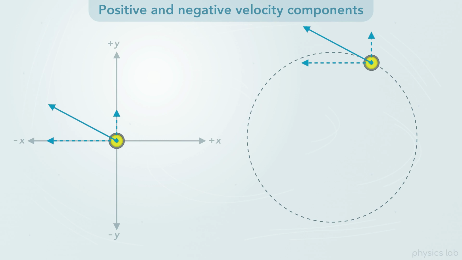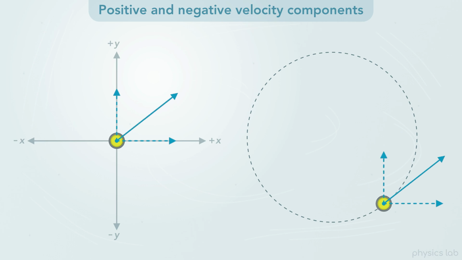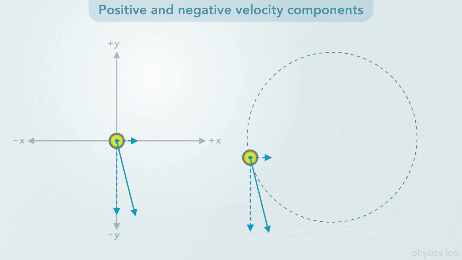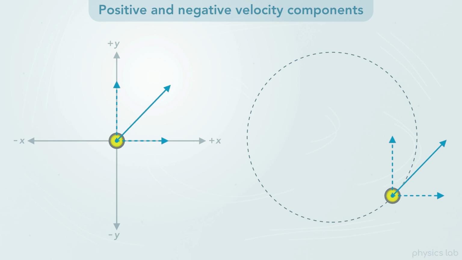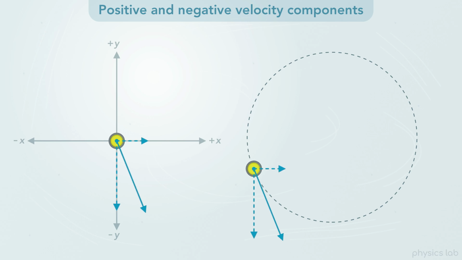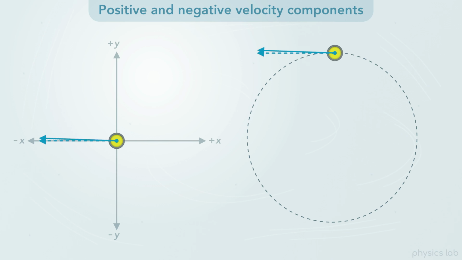As a visual example, here's a curling stone moving in a circle. Its speed is constant, so the velocity vector is always the same length. But watch how the x and y velocity components change depending on which direction the stone is moving at any moment in time.